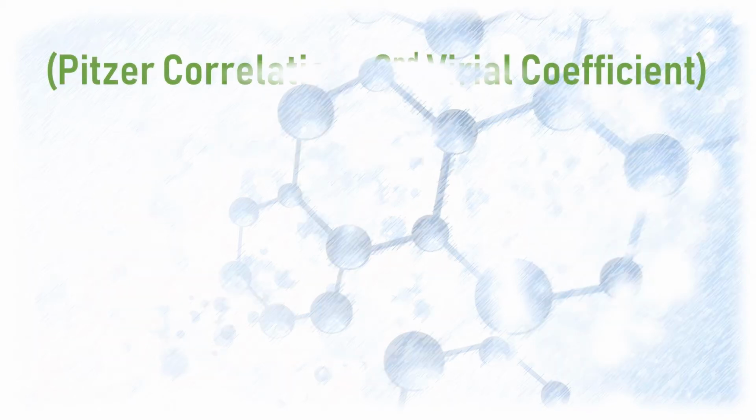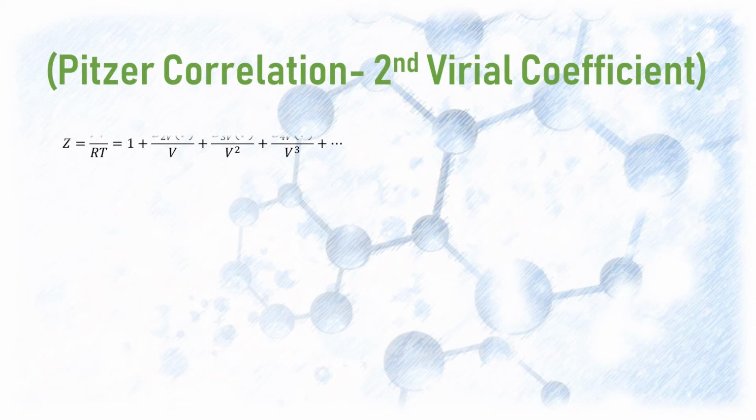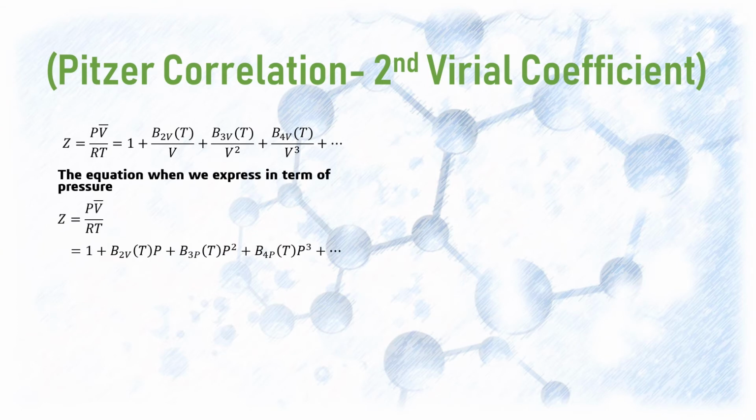This part will be about the second virial coefficient of the Pitzer correlation and the virial equation of state. Z equals P V bar over RT. This is the equation when we express it in terms of pressure. Z equals P V bar over RT equals 1 plus B2 P over RT plus B3 P squared over (RT) squared plus B4 P cubed over (RT) cubed.